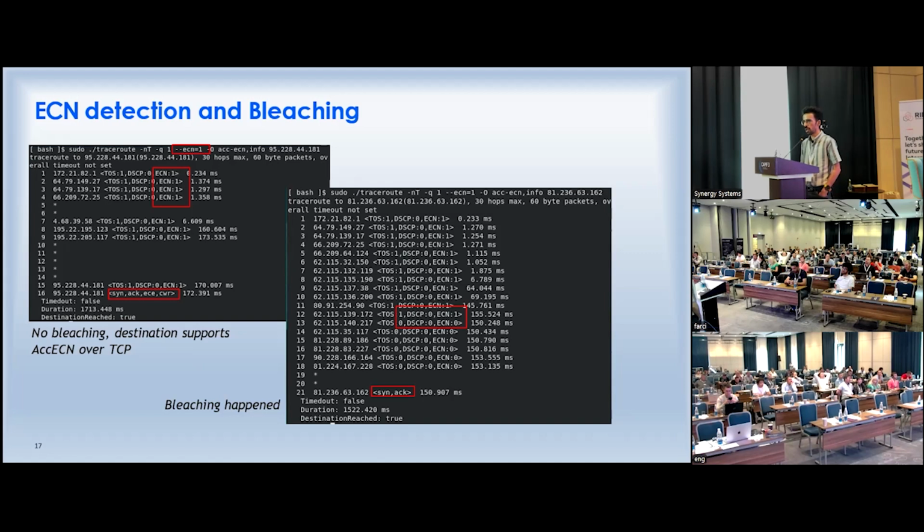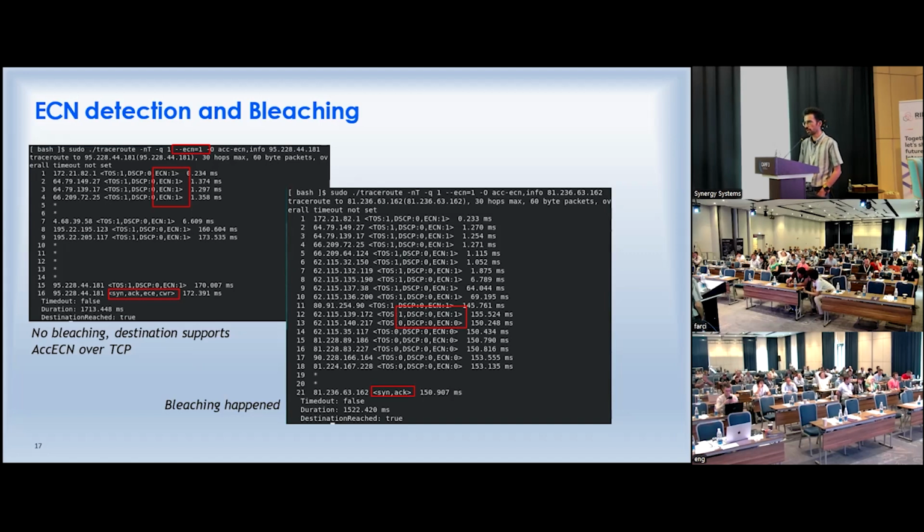Now this next screen is on ECN detection and bleaching. Shows if we lost packets or not. I mean, if data is exchanged, you can tell if the data is kept saved or not.